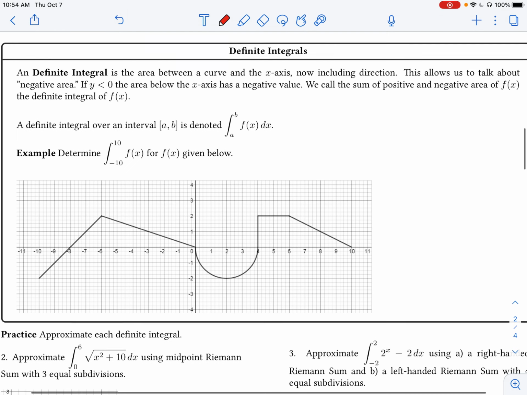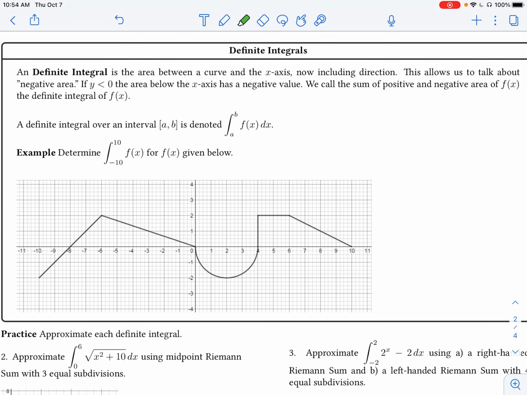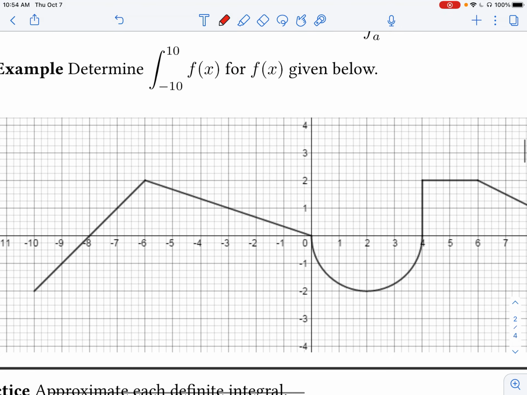This problem highlights a really important idea about definite integrals, and that is that when we are finding definite integrals, we now include direction. That is to say, we can be more specific about area when we're using definite integrals. We are now finding what's called the signed area underneath the curve. Because if something is below the x-axis, then we would call this a negative area. So this region here is actually a negative area, whereas everything above the x-axis, we would call a positive area.